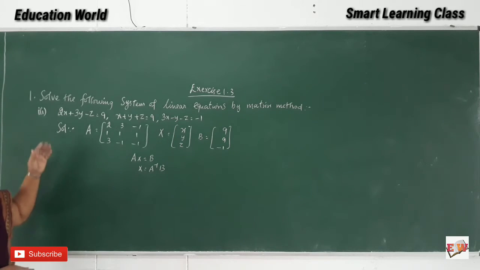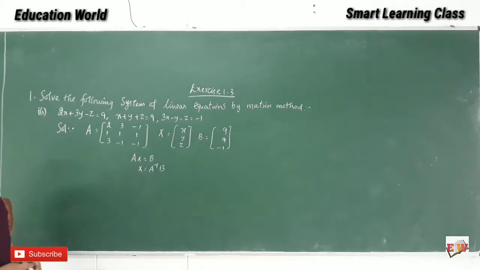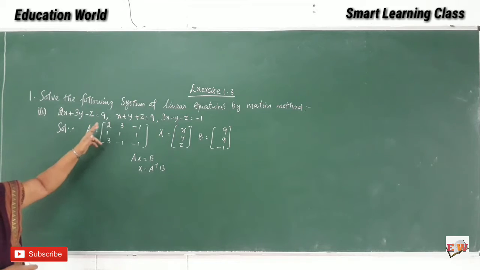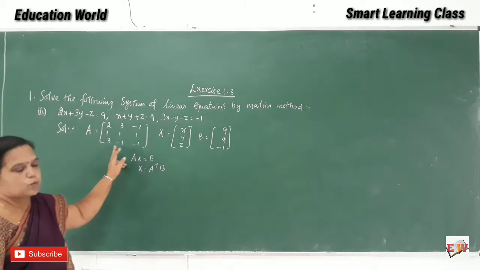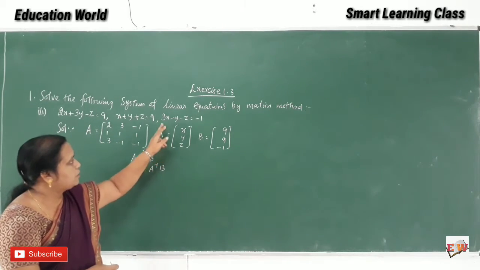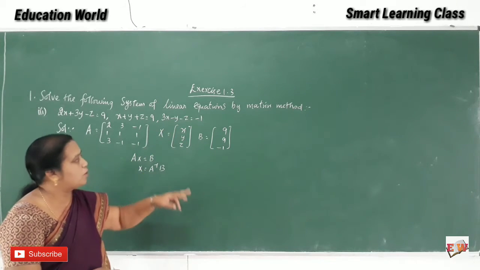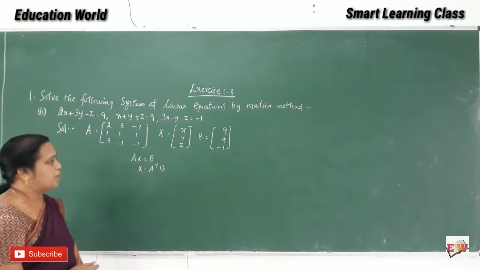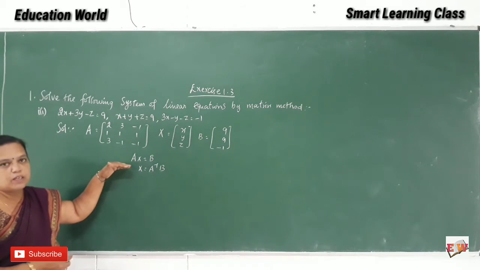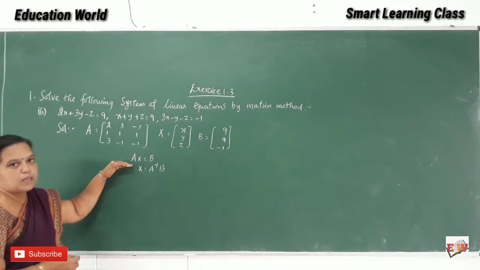Secondly, third subdivision: 2x plus 3y minus z equal to 9, x plus y plus z equal to 9, 3x minus y minus z equal to minus 1. They have given a linear equation. First we have to write the given linear equation into matrix form, where A is equal to 2, 3, minus 1, 1, 1, 1, 3, minus 1, minus 1. X is x, y, z, and b is equal to 9, 9, minus 1.